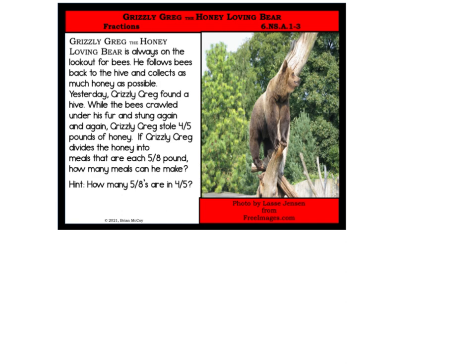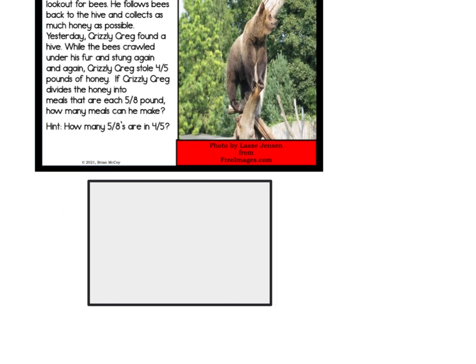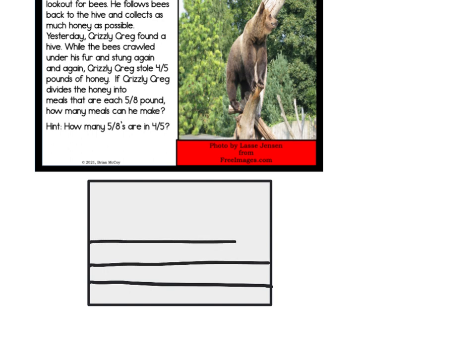okay? So I'm going to just draw a little box here, and we're going to move this up so I have a little bit more room. And now I am going to create 4/5. Well, to create 5 parts, I need to make 4 lines. So I'm going to go 1, 2, 3, and 4 lines. And that gives me 1, 2, 3, 4, 5 parts. Now Grizzly Greg gets 4 out of the 5 parts.